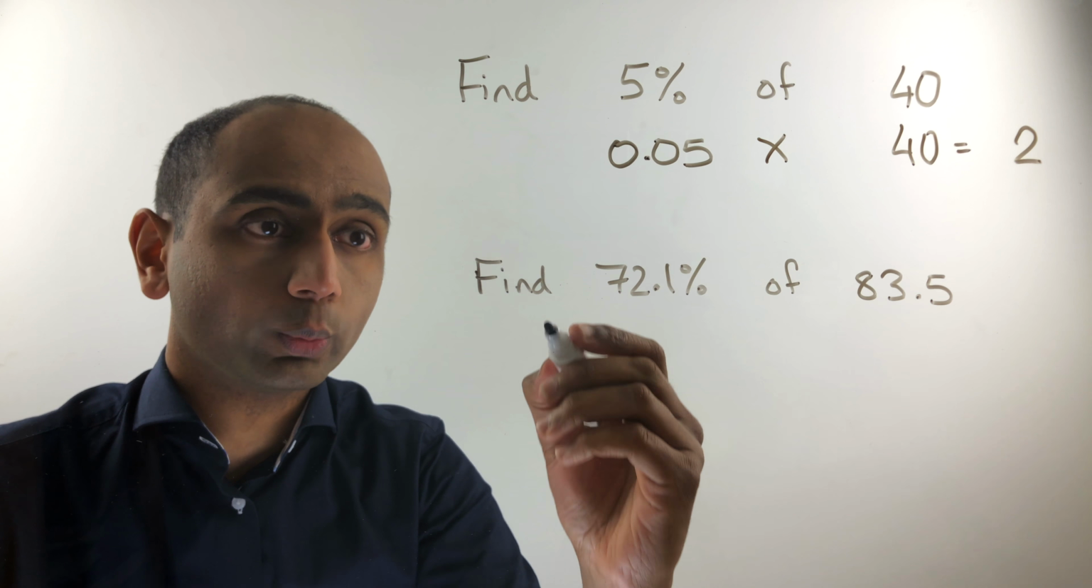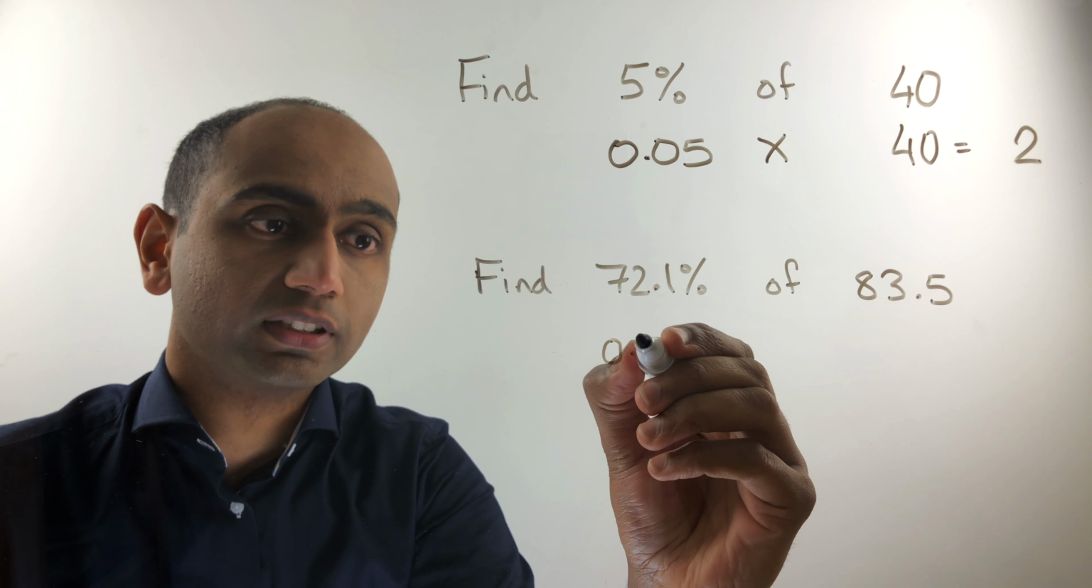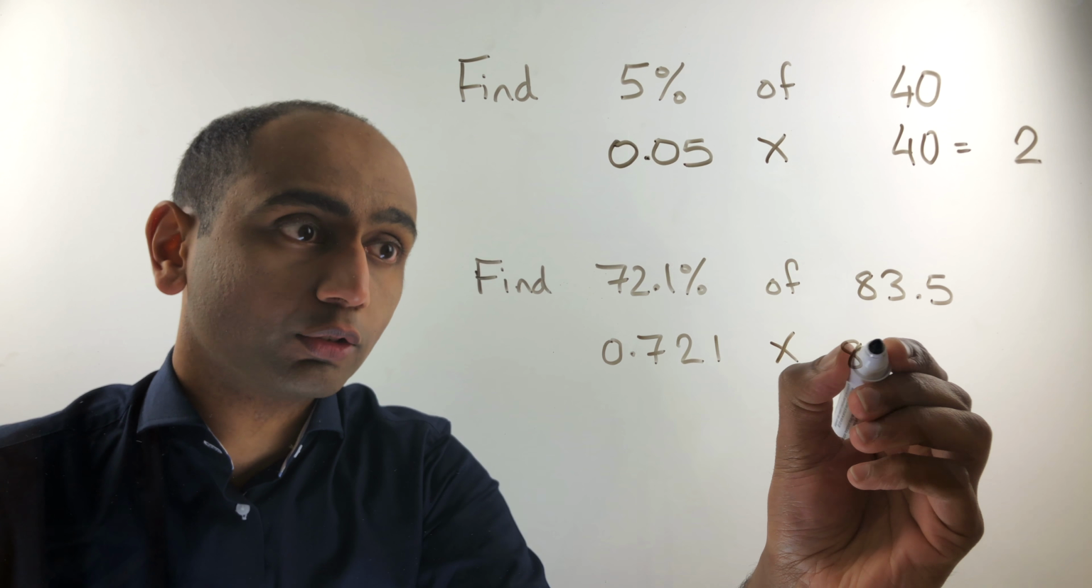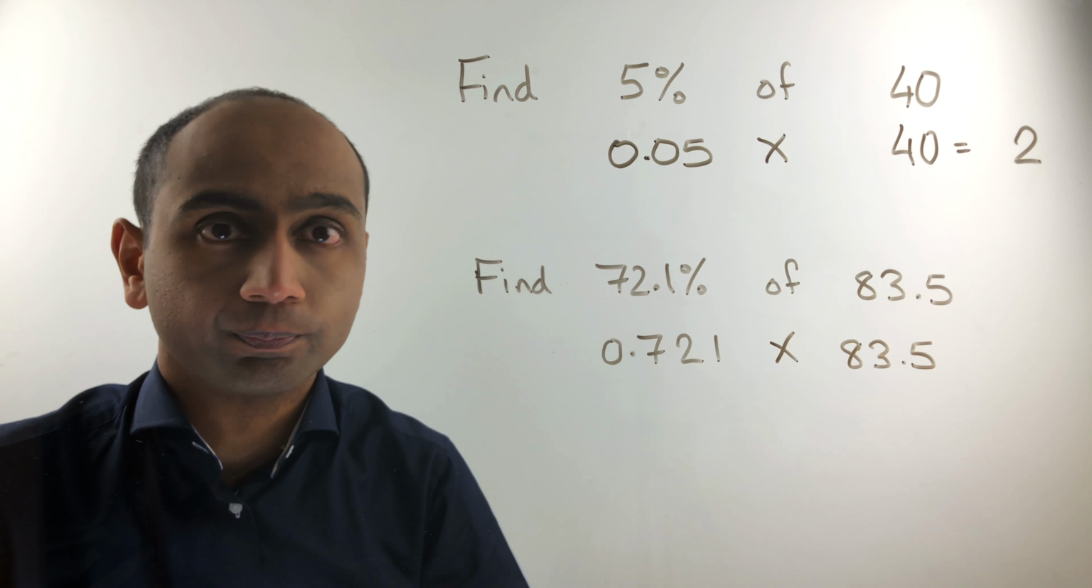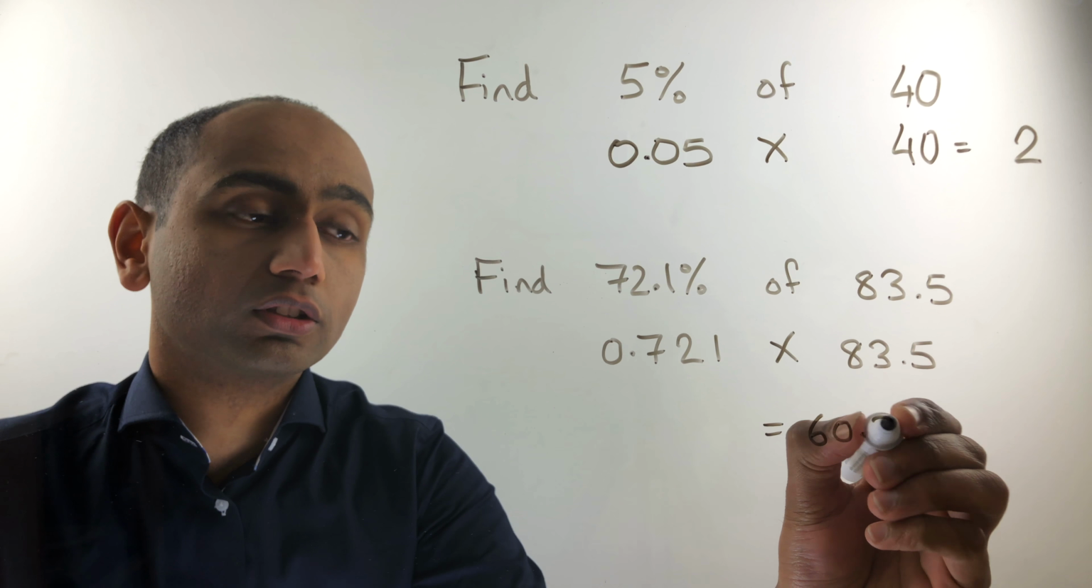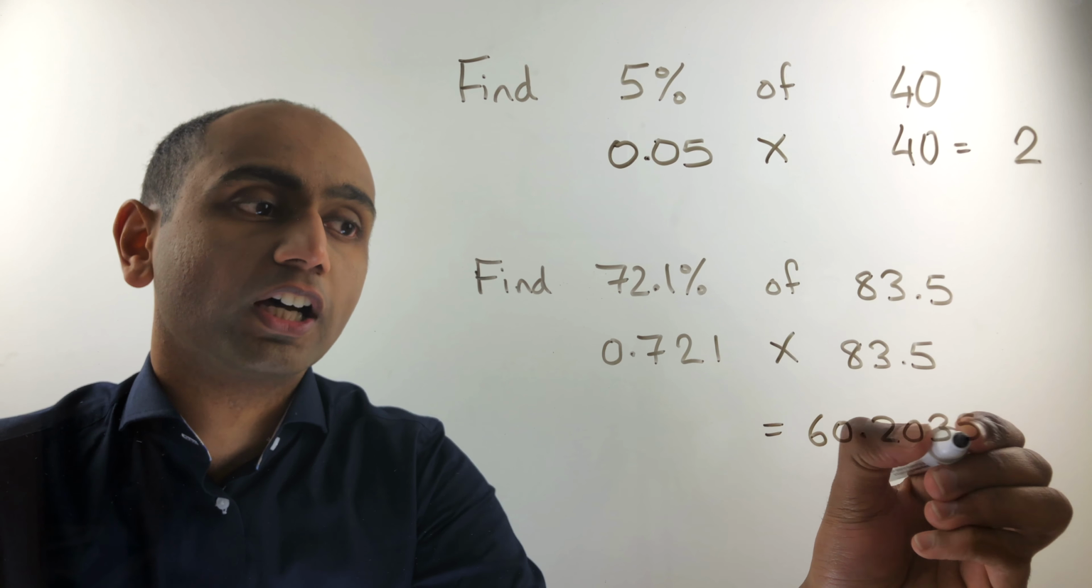In this example, we need to work out 0.721. That's what 72.1% is as a decimal. And we multiply that by 83.5. And that gives us an answer of 60.2035.